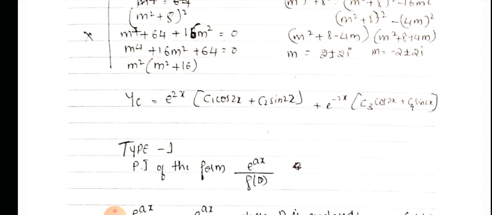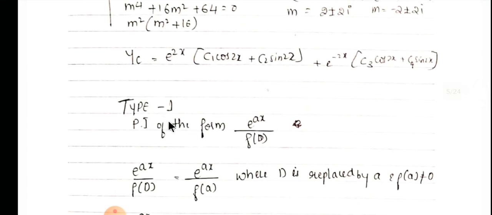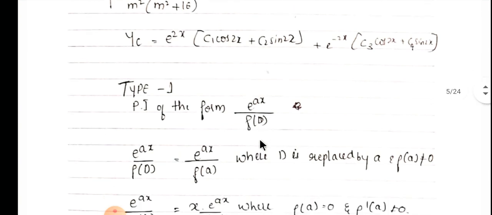Now, we'll move on to the important part, that is type 1. PI of the form e to the power ax divided by f of D. Please remember the particular integral of the form e to the power ax divided by f of D. It means that the RHS of the equation will be in the form of the exponential.